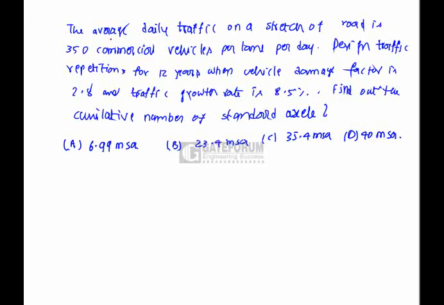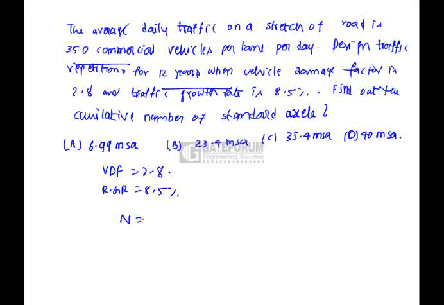We know the question: the average daily traffic on a standard road is 350 commercial vehicles per day. Design traffic repetition 12 years. The vehicle damage factor is given as 2.8 and the traffic growth rate is given as 8.5%. Find out the cumulative number of standard axles of that lane.